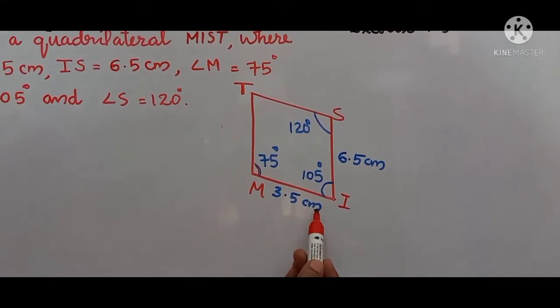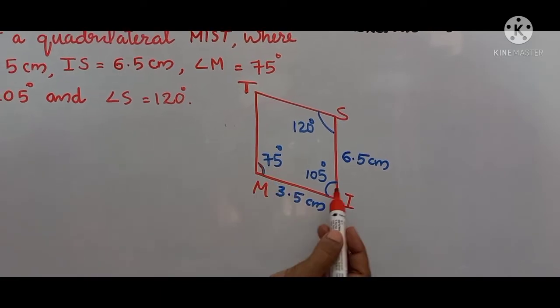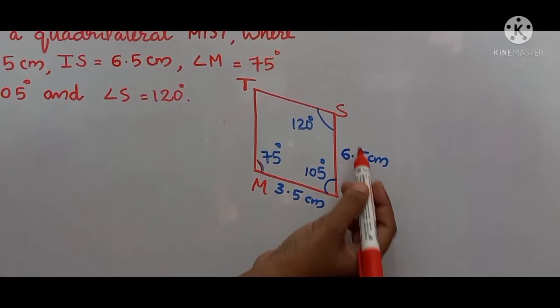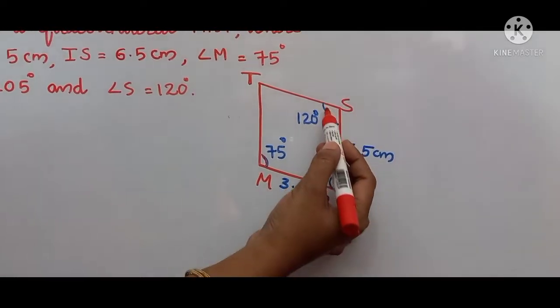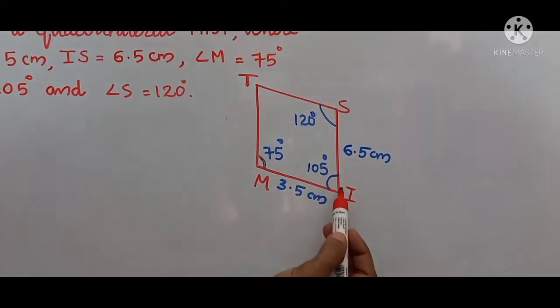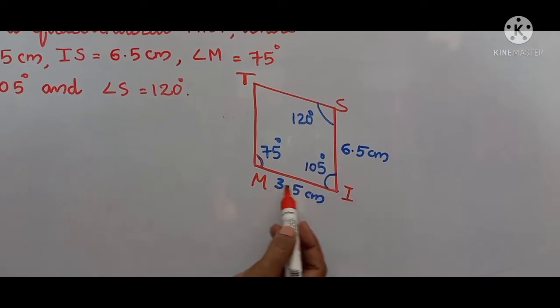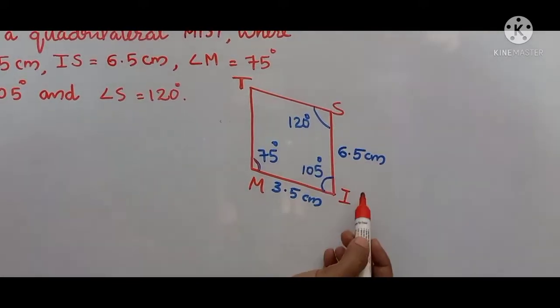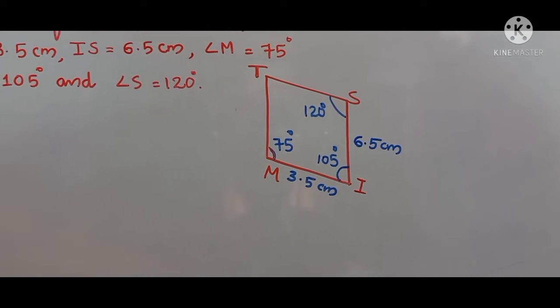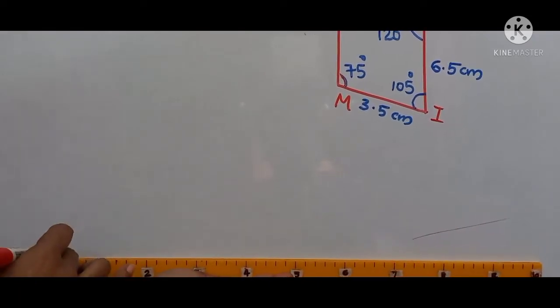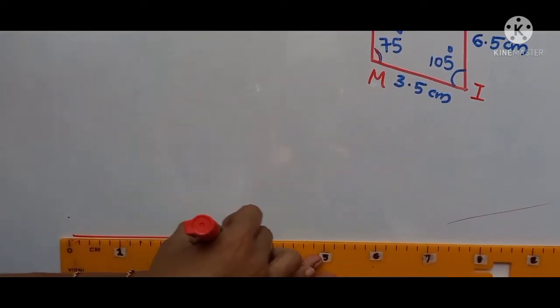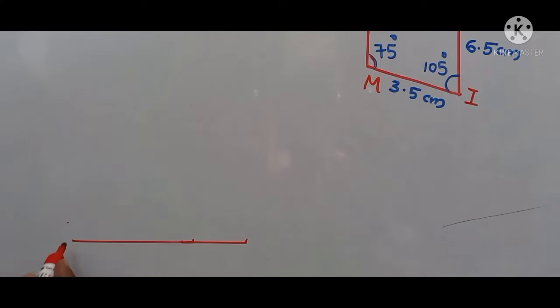MI 3.5 centimeter is given and these two angles are also given here. Similarly, here SI is also given as 6.5 centimeter, and these two angles, angle S and angle I, are given. So we can draw either MI or IS first. I am drawing MI with 3.5 centimeter. Here it is MI.